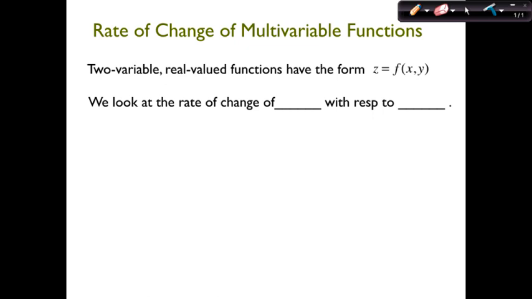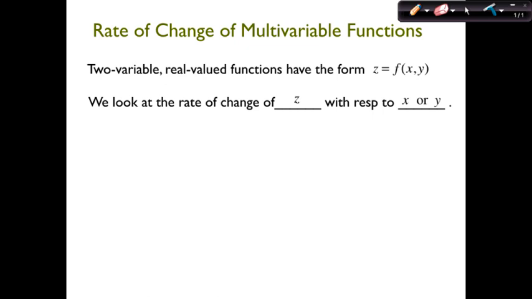So what are we going to do? We're going to look at rate of change of what with respect to what? If we're talking about rate of change of a multivariable real valued function of the form z is f of x, y, we look at the rate of change of what with respect to what? He wants the rate of change of z, first of all. Agree with that? Yeah, rate of change of z with respect to?